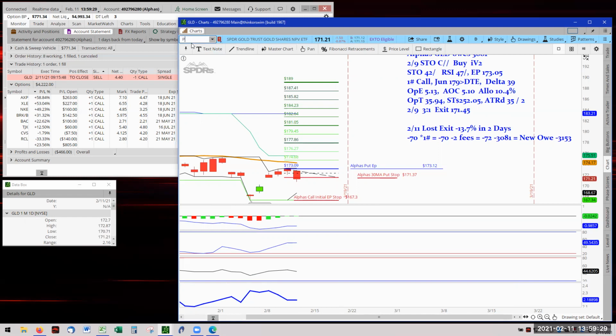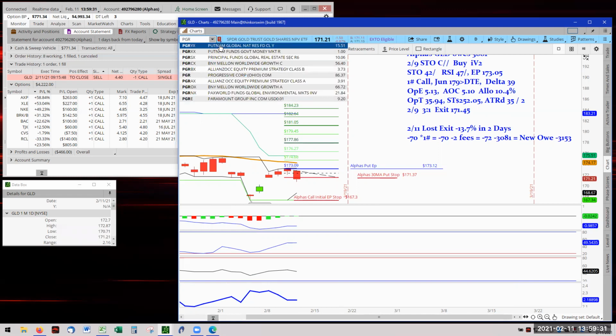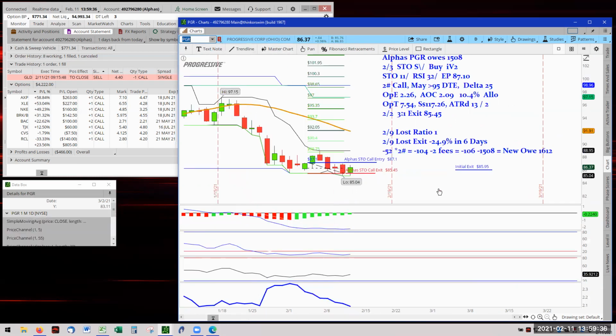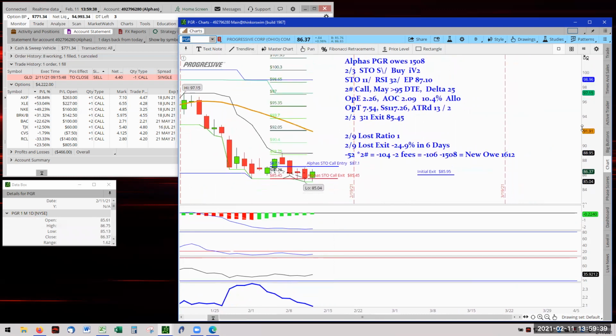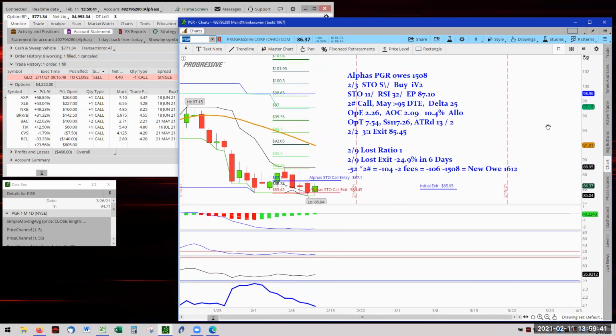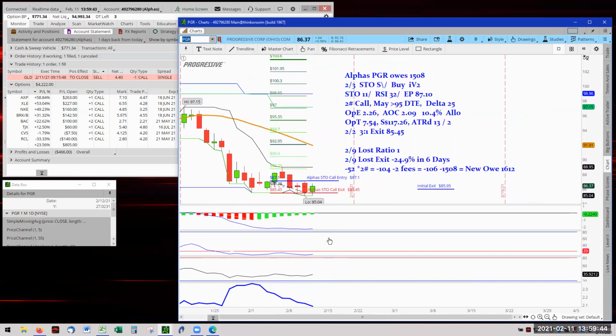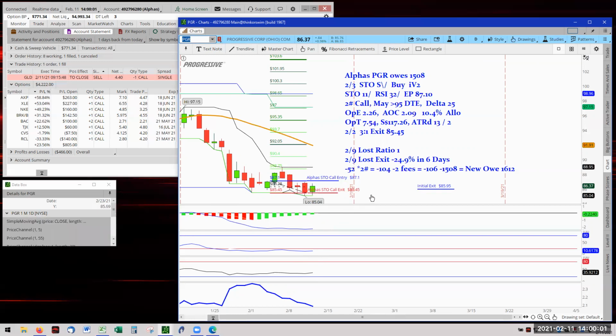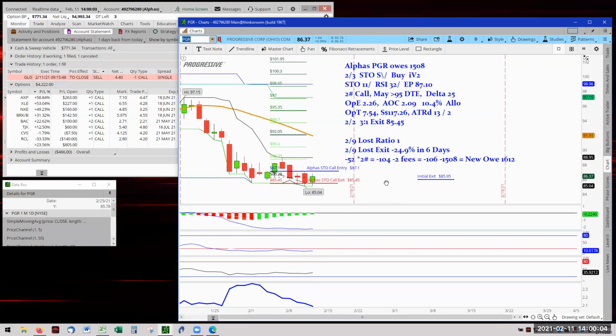But what I want to do is go on to PGR. And why PGR? Because PGR qualified for a new entry. Look down below. Look at the parameters. What is our first parameter of the STO strategy? An uptick. We have a very small uptick. The scanner picked it up for us. Number two, we have an uptick on the RSI. And number three, we have the histogram is increasing. Therefore, it qualifies.